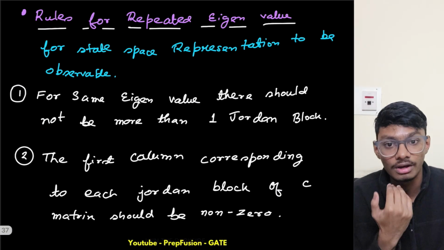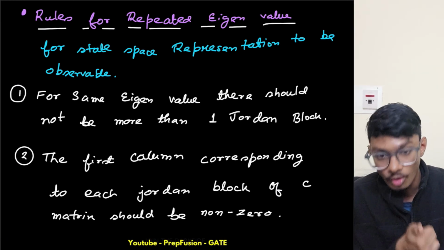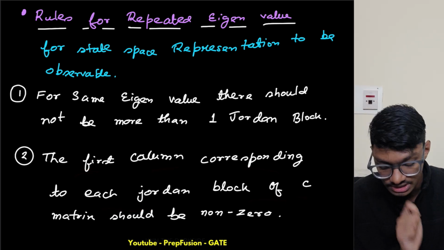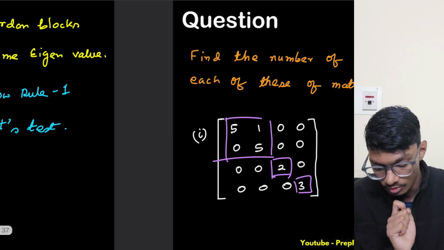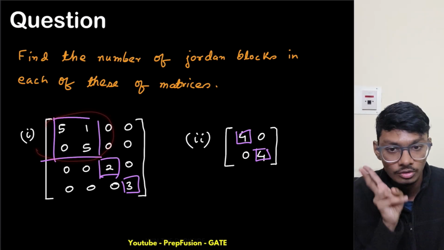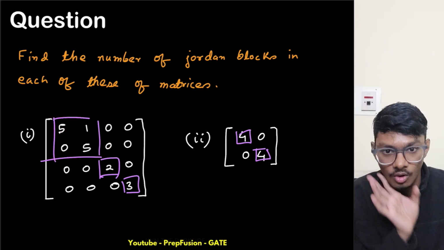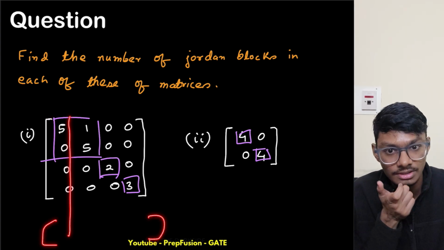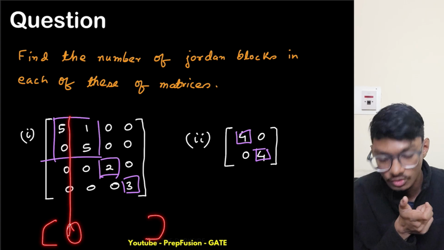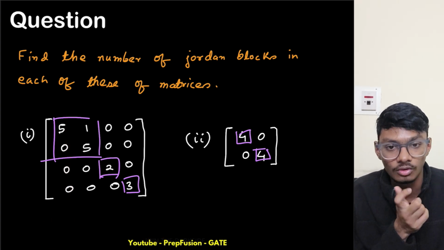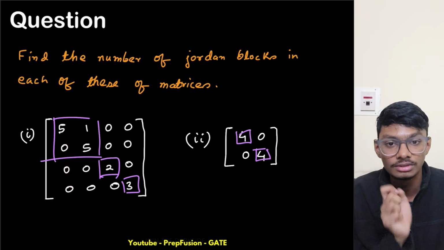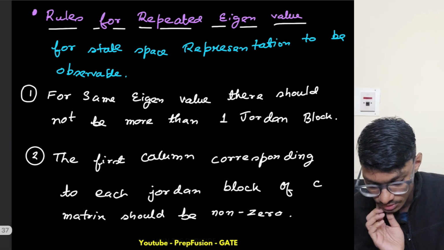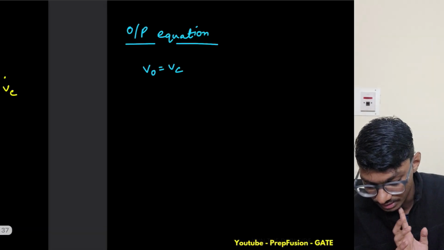Now what about the observability part? For the observability part, the first column corresponding to each Jordan block of C matrix should be non-zero. This is a 2 cross 2 Jordan block, and this is the first column of the Jordan block, and you go down here, where the C matrix resides. Of the elements of the first column, any one of the elements should be at least non-zero.